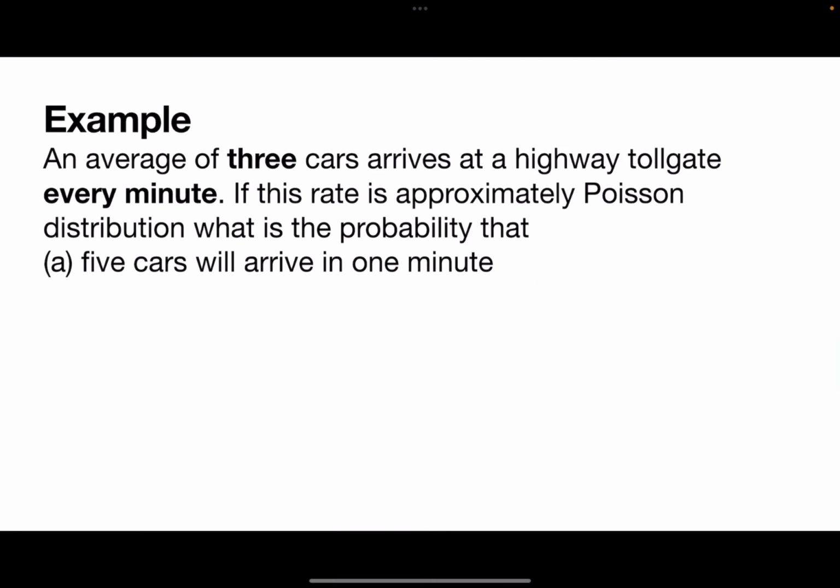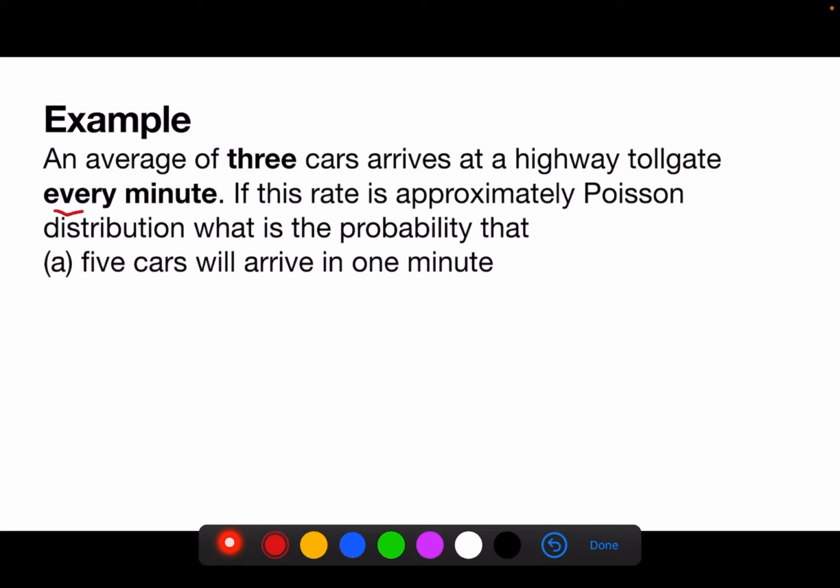Let's solve the problems. An average of 3 cars arrive at a highway toll gate every minute. If this rate is approximately Poisson distributed, what is the probability that 5 cars will arrive in 1 minute? To know that this is Poisson, look at the time interval here, and there is the word average, another word for mean. The word rate, I saw rate just now.